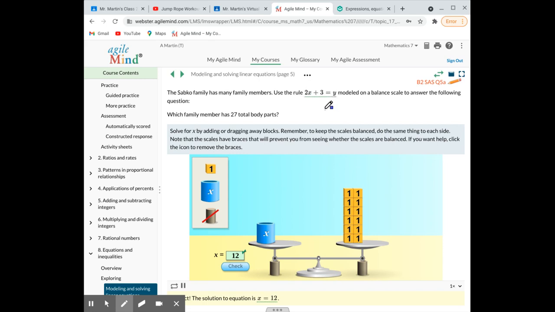No, that is not right. I'm trying to mess with y'all to see if y'all can catch me. 2 times 12 is what? 24. 24. And 24 plus 3 is? 27. Perfect.